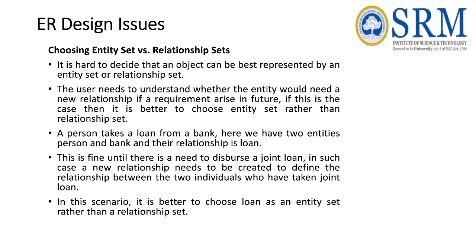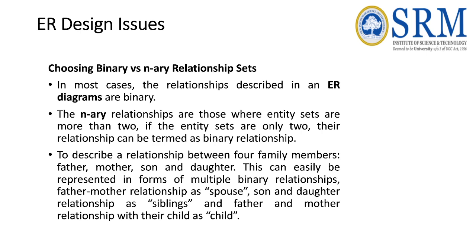Choosing entity set versus relationship set. It's hard to decide whether an object can be best represented by an entity set or a relationship set. A person takes a loan from a bank. Here we have two entities, person and bank, and the relationship is known. This is fine until there is a need to disburse a joint loan. In such a case, a new relationship needs to be created to define the relationship between the two individuals who have taken the joint loan. In this scenario, it is better to choose loan as an entity set rather than a relationship set.